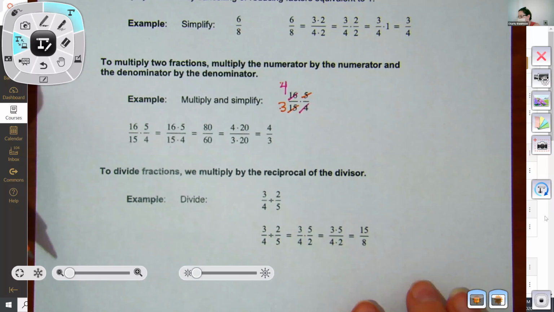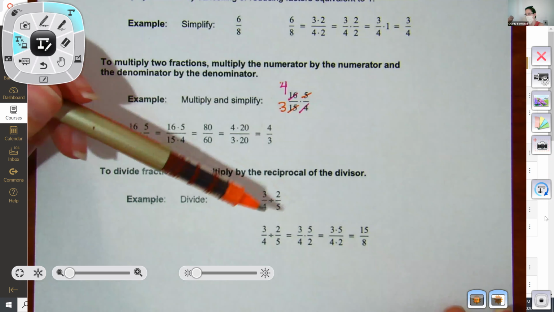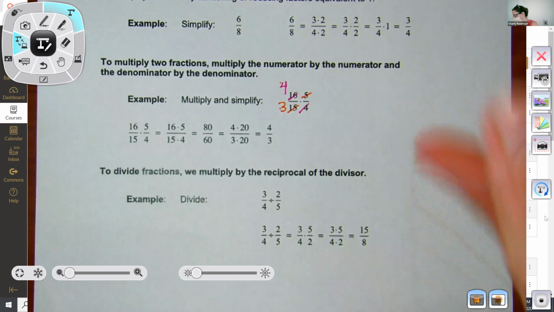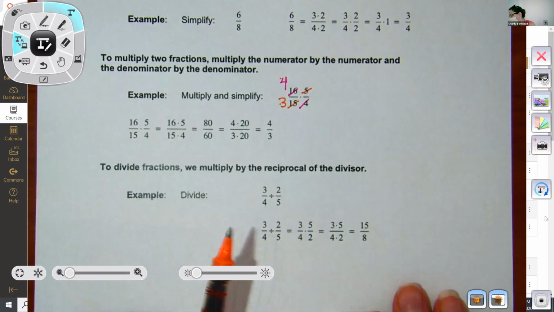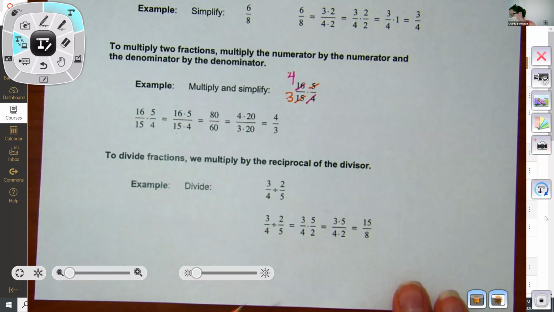And then when you divide fractions, you flip the second fraction and then multiply. In other words, you multiply by the reciprocal of the divisor. So the reciprocal is when you take a fraction and you flip it over. So here is an example. They did 3/4 divided by 2/5. So they changed that to 3/4 times 5 over 2, and then just multiplied straight across. In that case, there wasn't anything to reduce, so you multiply straight across and that's it.